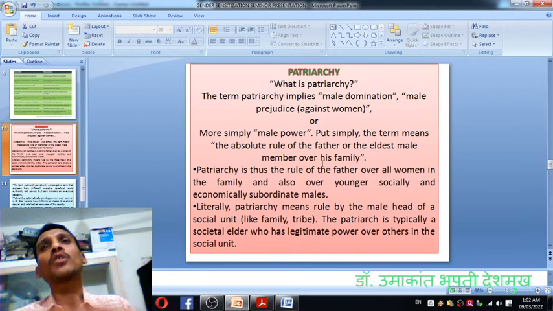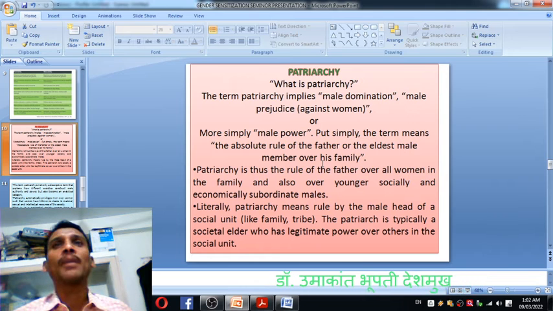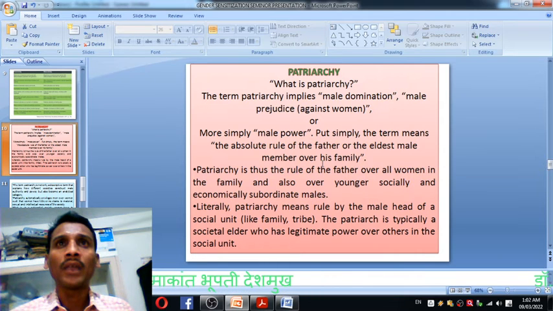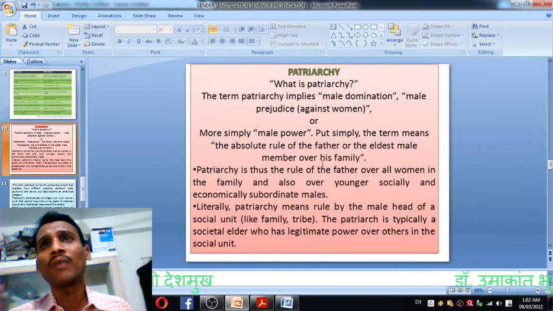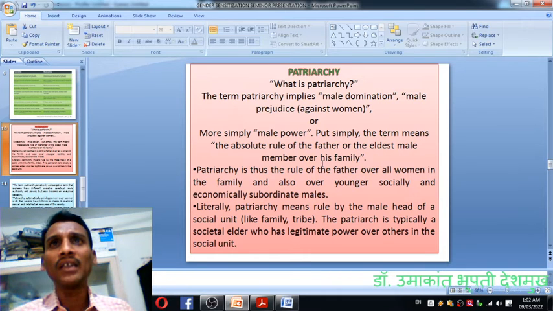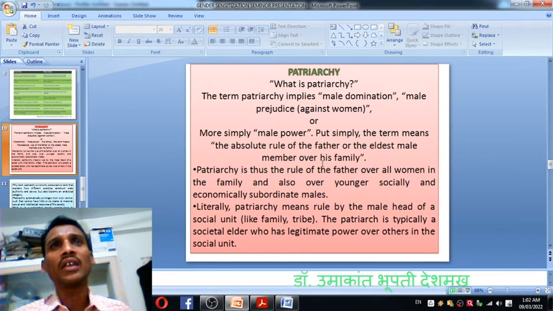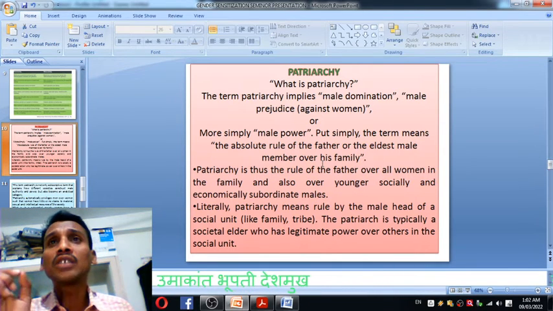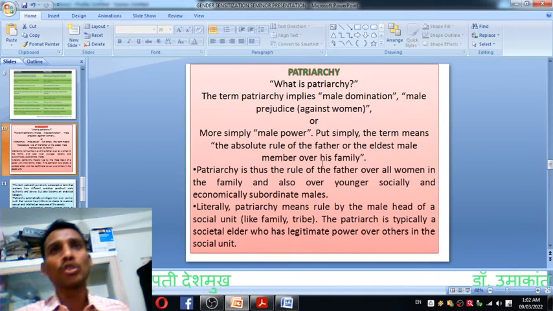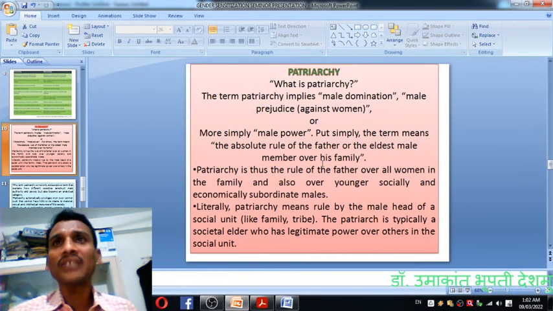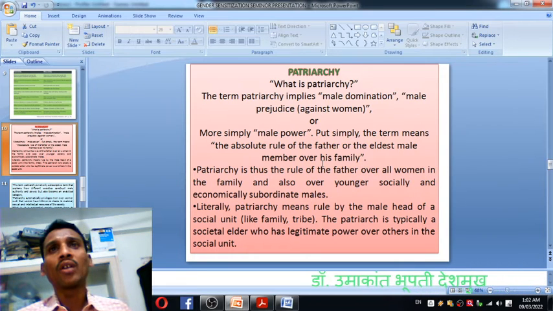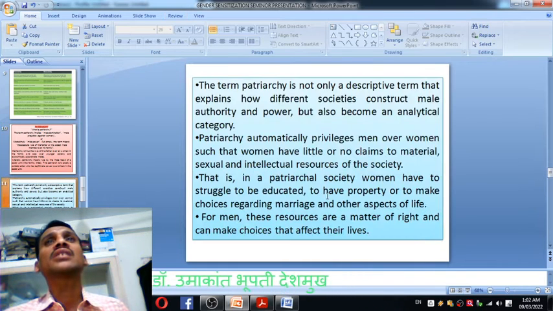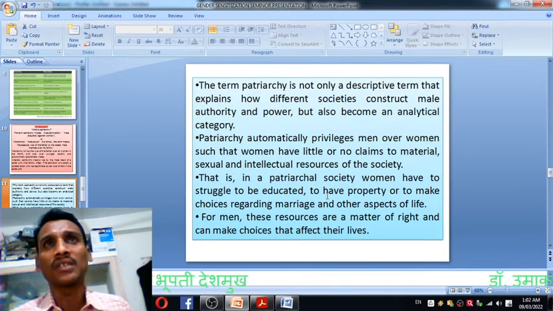So any elder male member of your house has control over the whole family, or a hold over everyone. That concept is called patriarchy. Patriarchy is thus the rule of the father over all women in the family and also over the younger, socially and economically subordinate males. Literally, patriarchy is the rule by the male head of the social unit, like the family or the tribe. A patriarch is typically a societal elder who has legitimate power over others in the social unit. So patriarchy suggests how the male controls other people or the female.